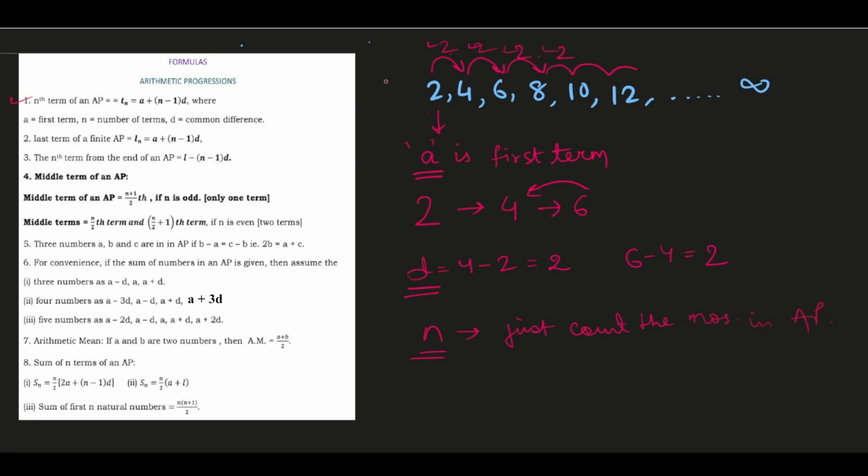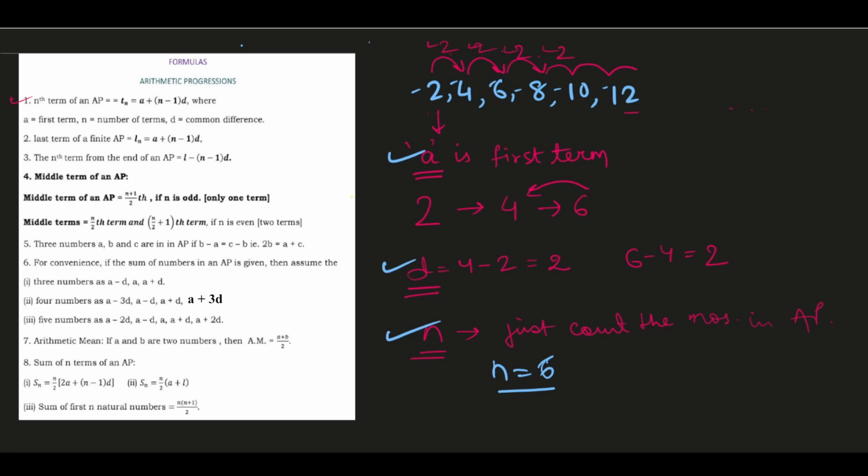Just look here. So this is 2, 4, 6. Just count it: 1, 2, 3, 4, 5, 6, and so on. So suppose if this series were to end here at 12, then the value of n would have been, you just count it, 1, 2, 3, 4, 5 and 6. So n would have been 6. So n is nothing but the number of terms. I hope A, D and N is clear.